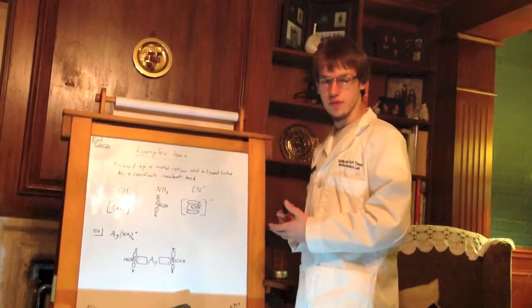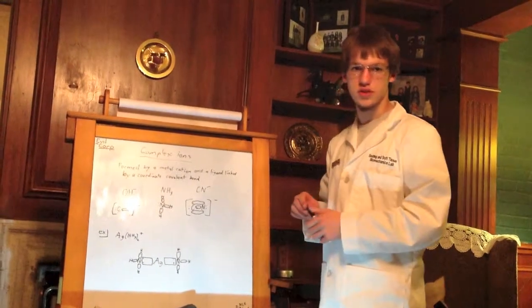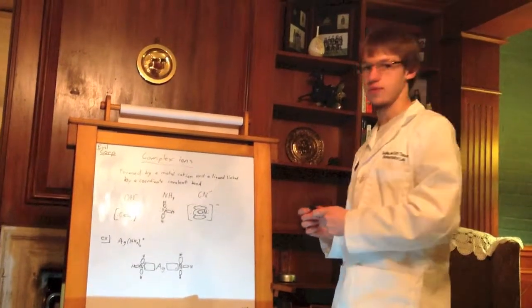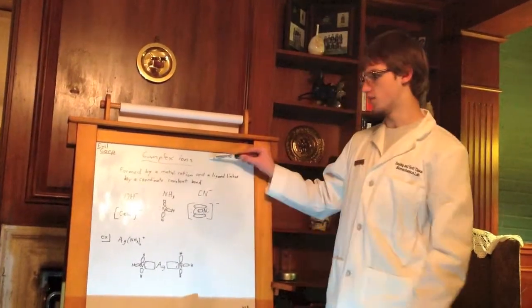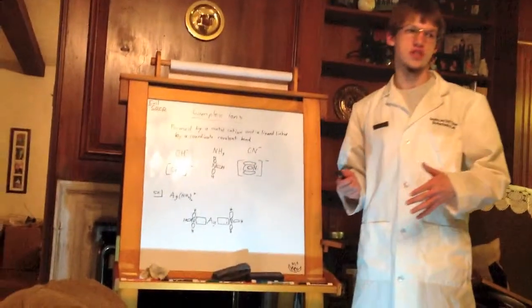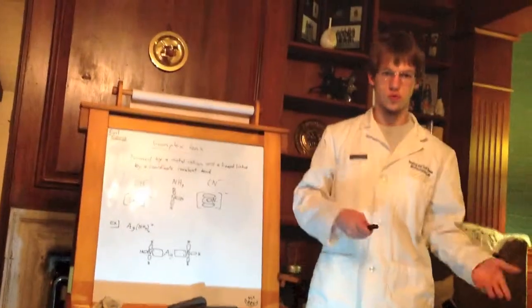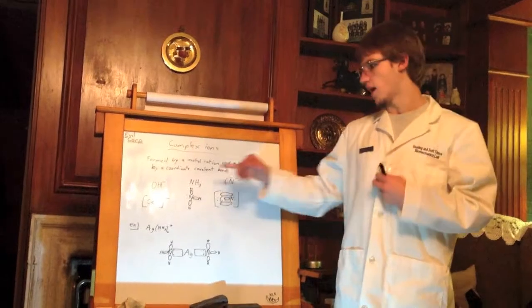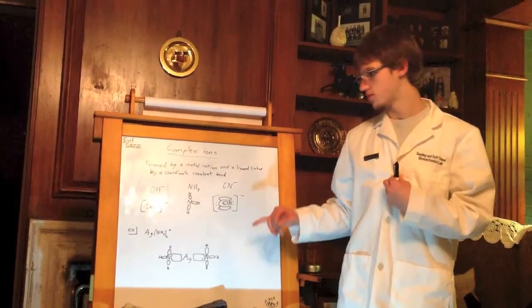Now that we have covered the basics of solubility, we can go into the other side of our business here at the Kidney Stone Production Laboratories, and that is complex ions. A complex ion is formed when a metal cation and a ligand, which is either a molecule or an anion, are linked by a coordinate covalent bond.